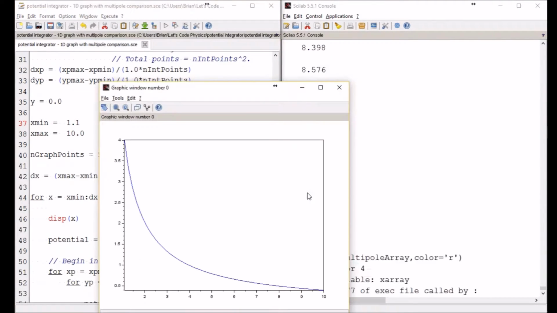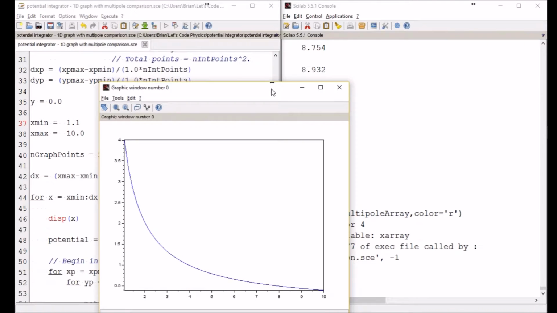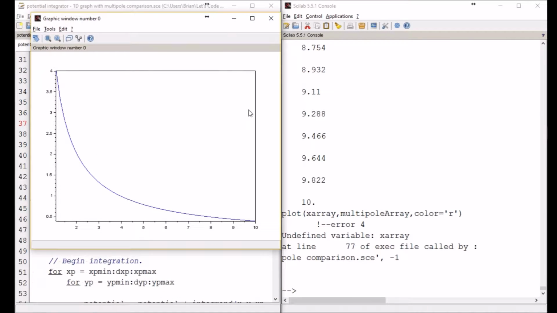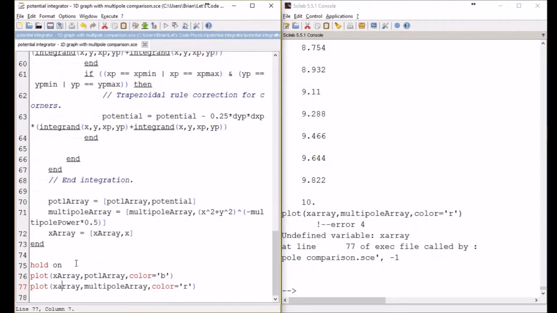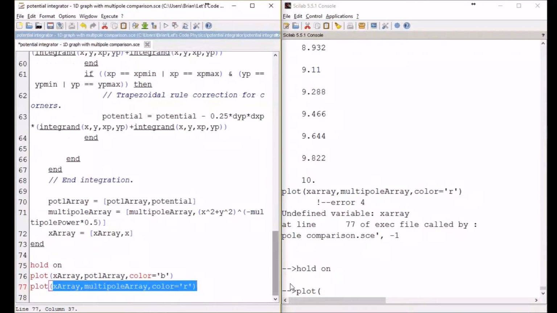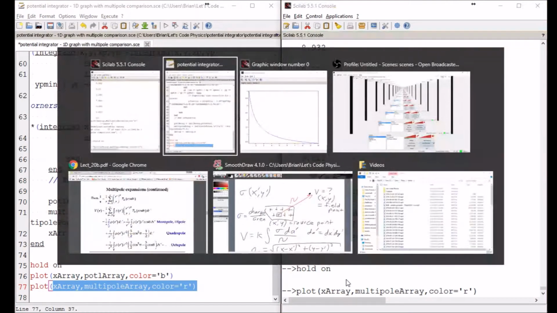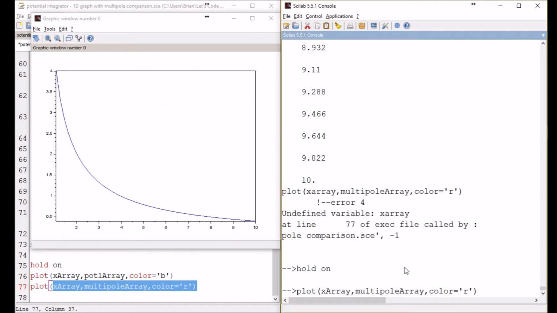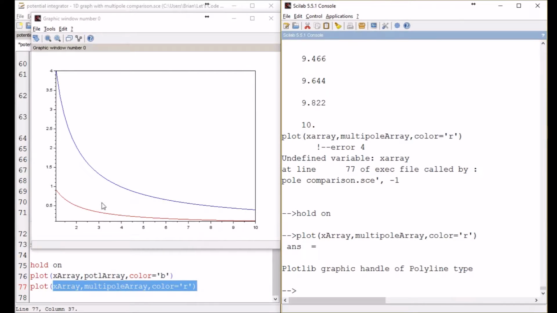All right, coming up on 10. Okay, where did my red go? Oh, come on, Brian. Capitalize, man, capitalize. All right, let's try. Hold on. Plot. Let's just copy and paste this. Copy, paste. Okay, cool. So these two are off from each other by some factor, right? The factor of the constant stuff I needed to multiply by.